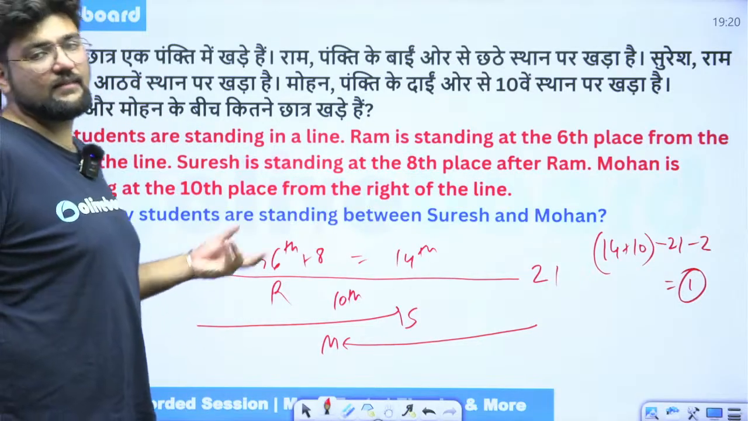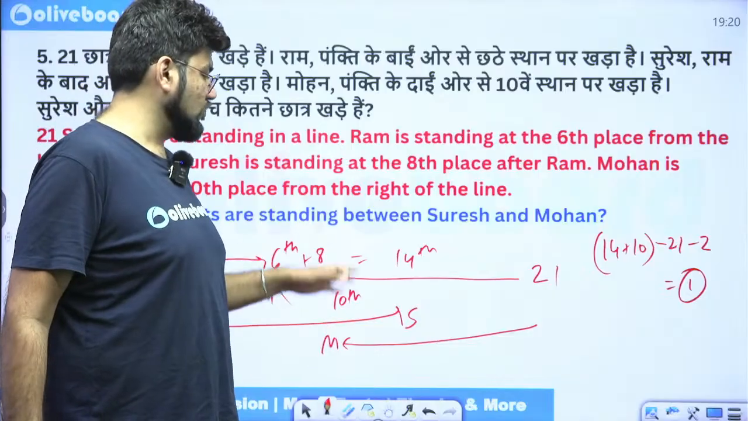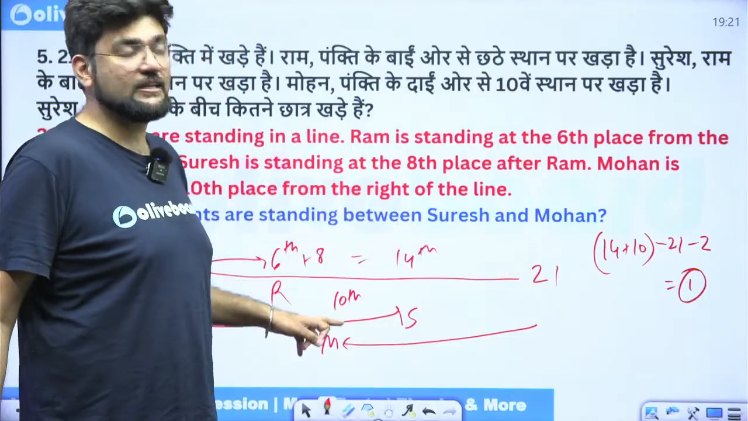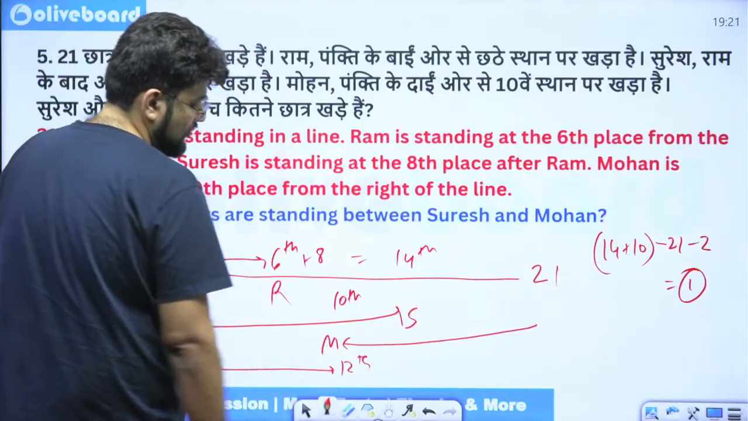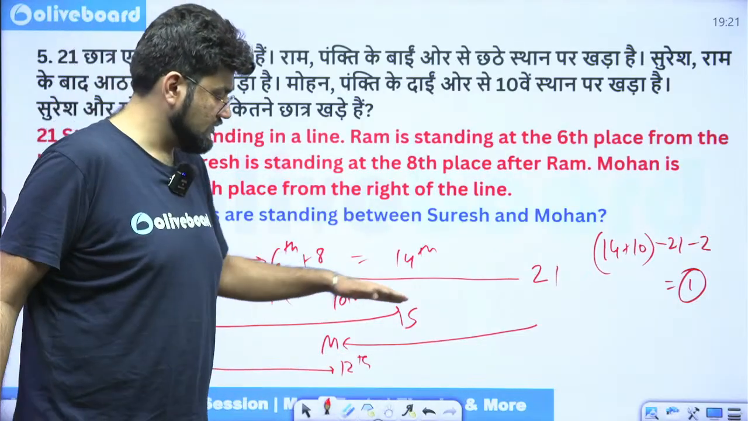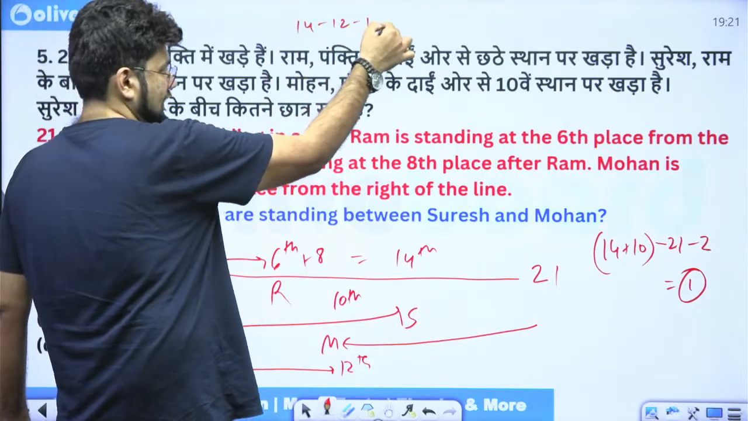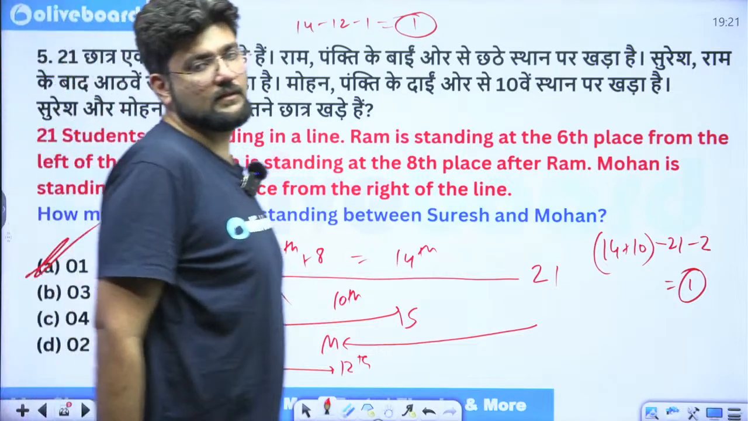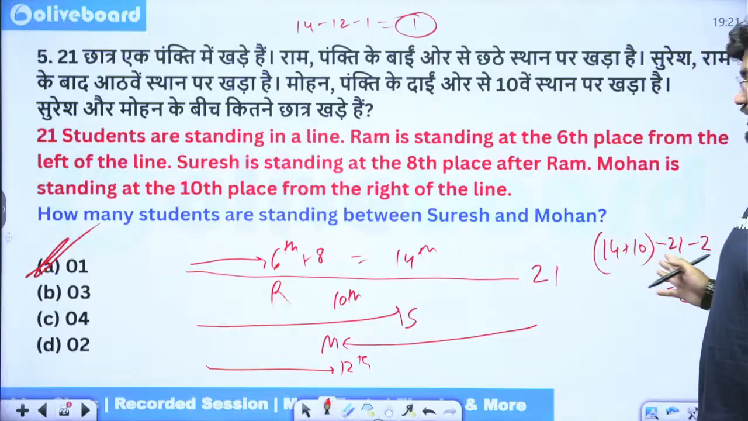Can I do it with any other method? Absolutely. I can find out Mohan's rank from the front. So that is 21 plus 1, 22 minus 10, that is 12th. So Mohan's rank will be 12th from the front. From the front, this guy's rank is 14th and this guy's rank is 12th. 14 minus 12 minus 1 is again 1. Okay? Got it? Any method you pick up, that's your short trick.